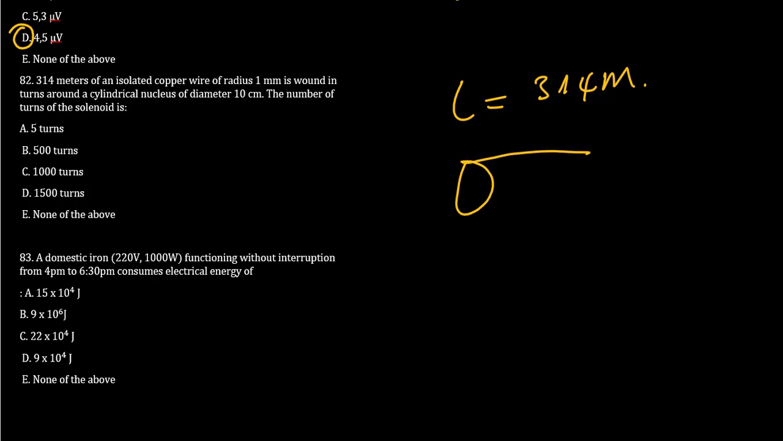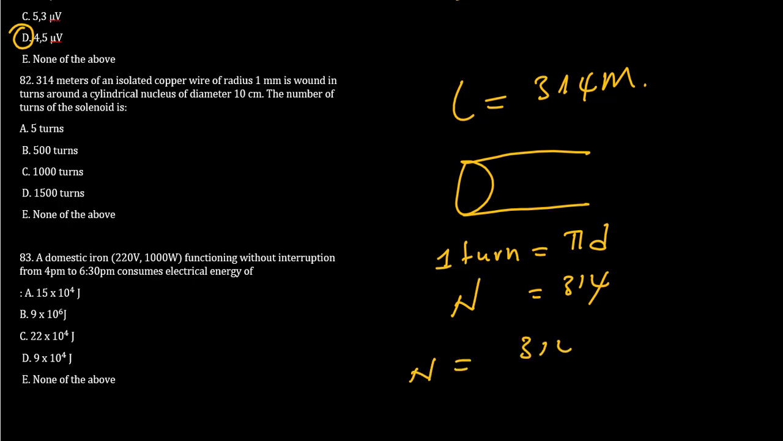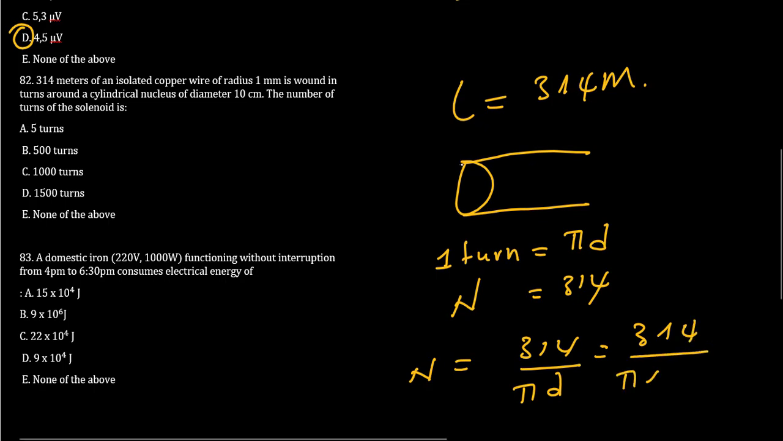In order for me to make a turn on a cylindrical nucleus which has a diameter of 10 centimeters, my one complete turn is going to be equivalent to the circumference of the equivalent circle, which is pi times the diameter. And so we can get how many turns we can exhaust with the 314 meters. The number of turns n will simply be 314 divided by pi times the diameter.